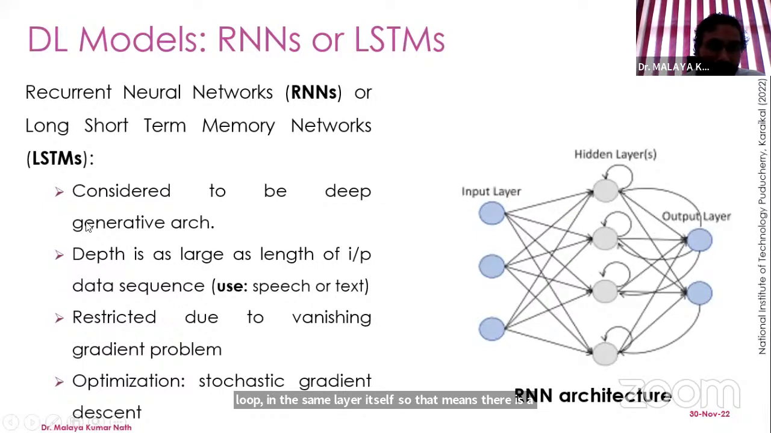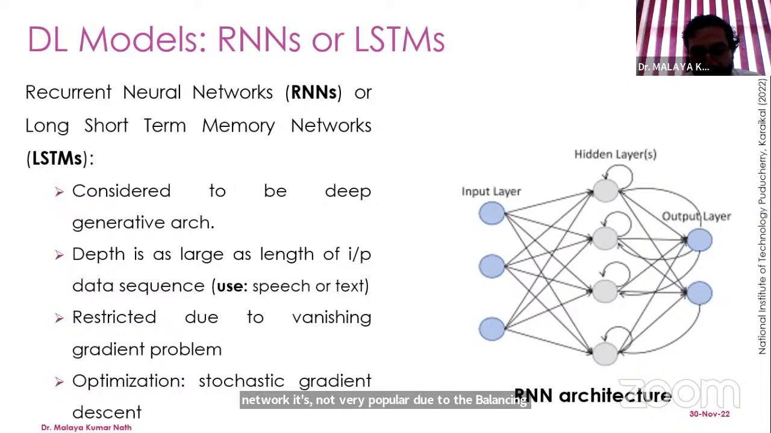The long short-term memory network is considered to be a deep generative architecture, and the depth is very large relative to the input data sequence. Basically this is used in the case of speech or text data, or in ECG analysis, that is electrocardiogram analysis, to find arrhythmia or different conditions of the heart. And this type of network is not very popular due to the vanishing gradient problem.